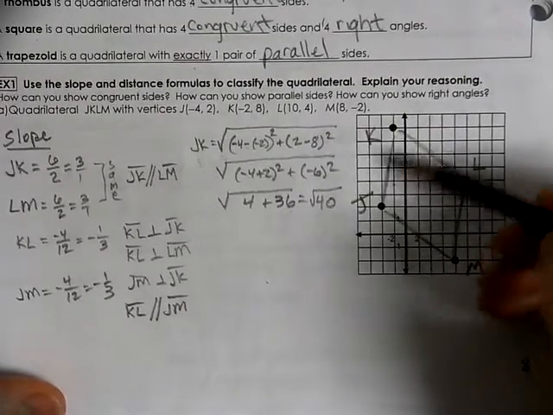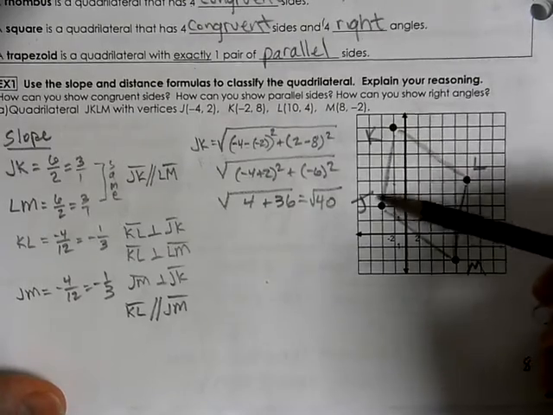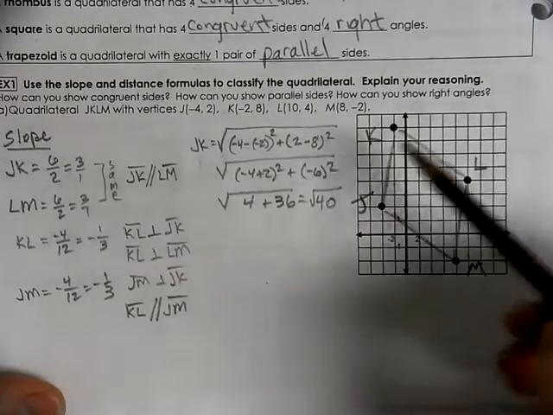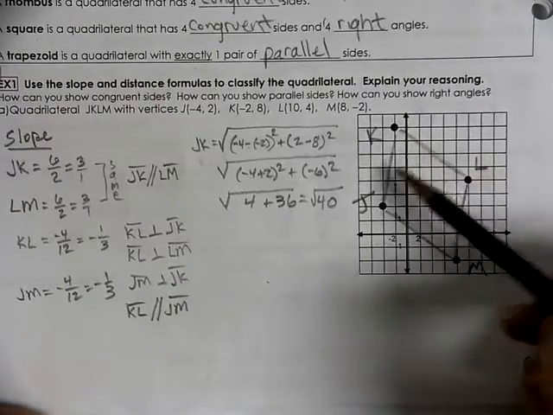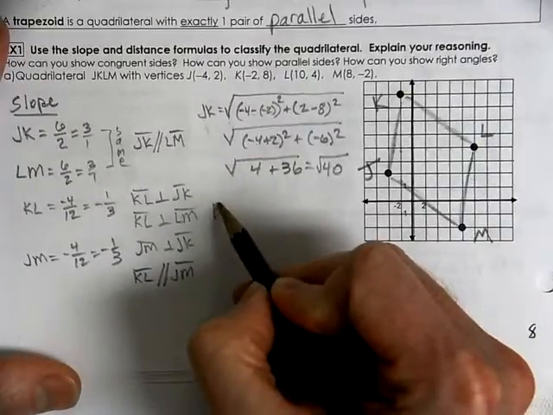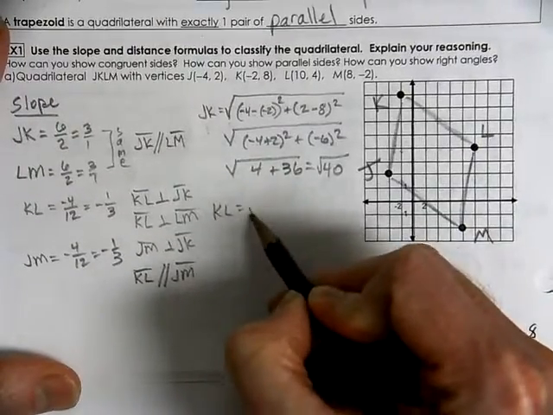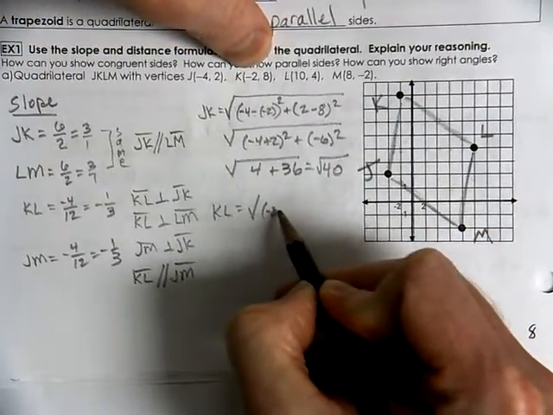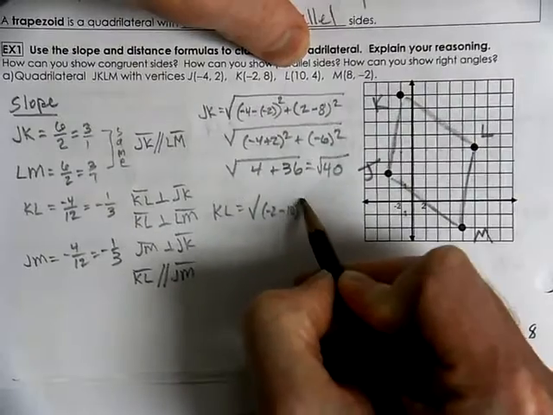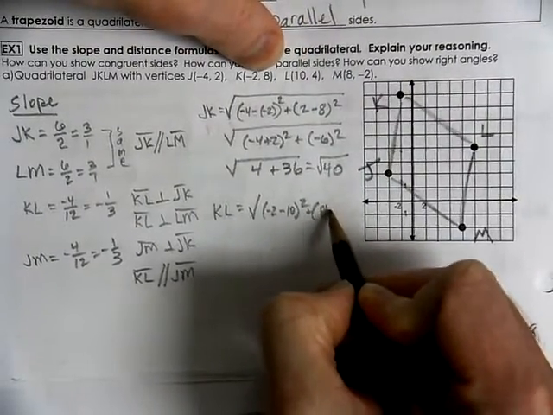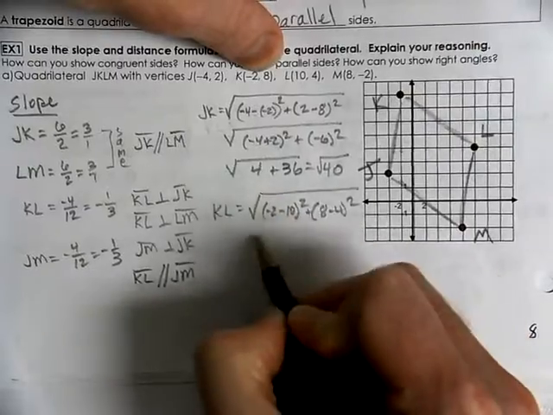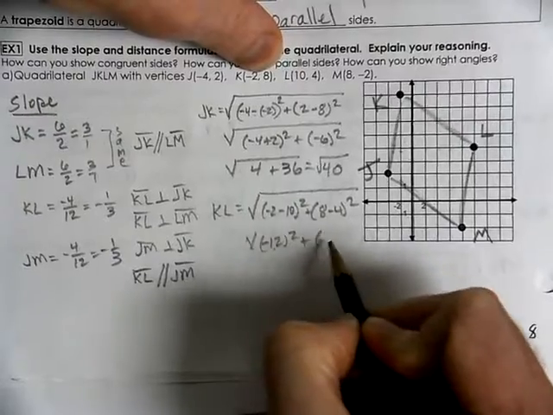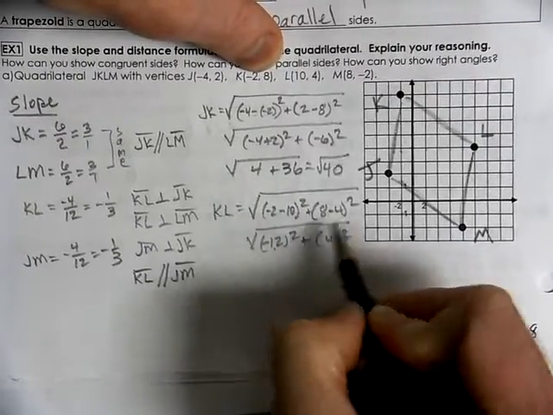We're trying to figure out. I'm under the impression that my opposite sides are going to be congruent, so I'm not going to worry about that. I know it's a parallelogram. I'm going to compare it to KL, because that looks to be the same. KL has -2 minus 10, and it has 8 minus 4.